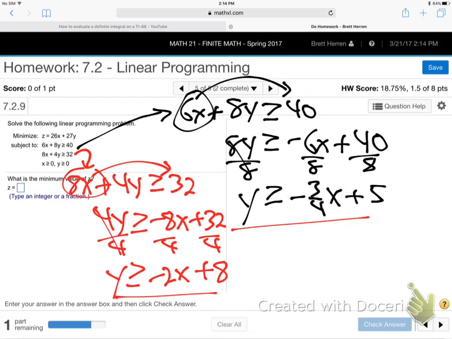And notice the shading on this one, they're both going to be greater, aren't they? Why? Right? So the shading is going to be above these two lines. Y greater in both cases. Y greater, so shade above on that one. So I'm going to put those into my calculator as well.